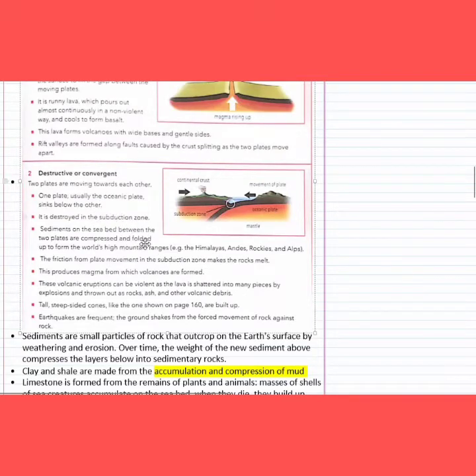And also because of this immense heat, sediments on the seabed are going to get compressed and folded to form high mountain ranges, and you have some examples here. Okay, so this is all about destructive plate movement.